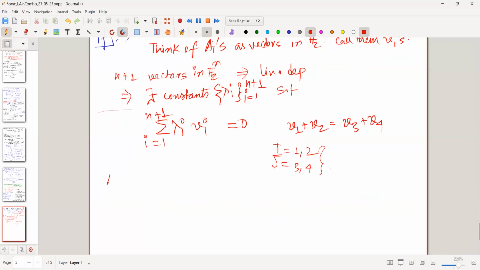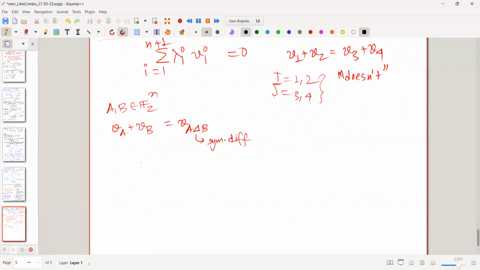Okay, so there is a problem with this. Suppose you have two sets A and B in F2^n. Just consider the vector sum of A and B. This is actually A Δ B, where this is the symmetric difference. So this does not work actually. So it looks like F2^n does not work. This is probably very hard to motivate.